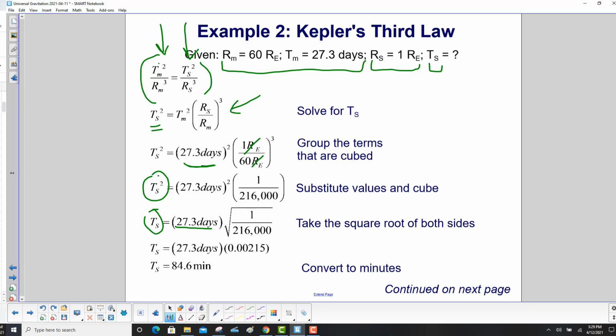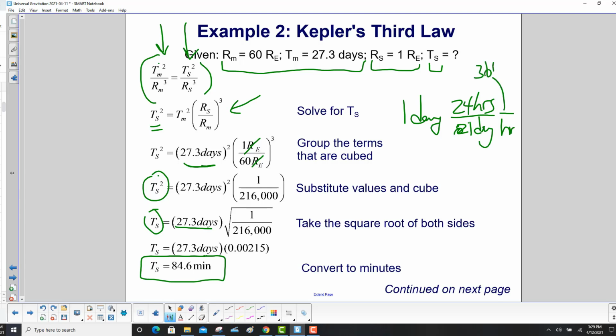Carry out the math, and then convert it to minutes. So in minutes, it's 84.6 minutes, right? How many minutes are in a day? Well, let's see, one day, there's 24 hours. So we put 24 hours up here. Here's one day. And each hour is, I've kind of run out of room here, but it's 60 minutes. When you do that conversion, you find 84.6 minutes.